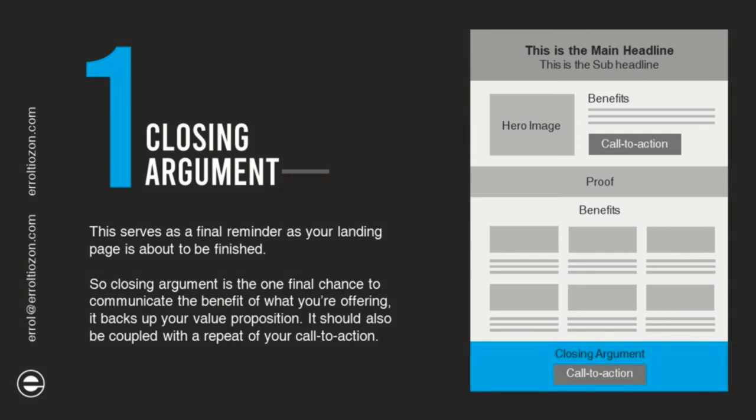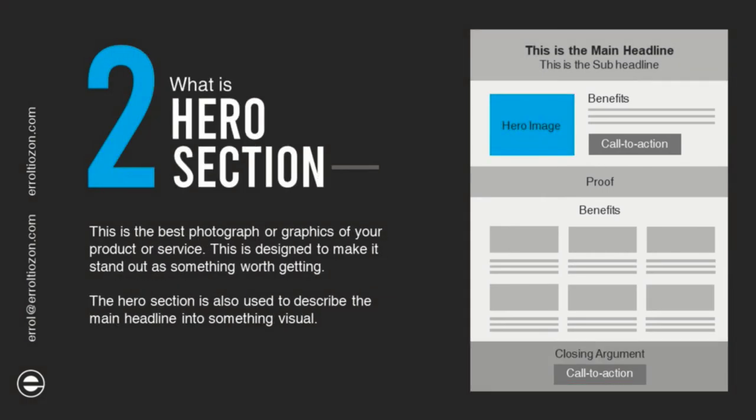Let's go to the second essential element, which is the hero section or the hero image. So this is the best photograph or graphics of your product or service. This is mainly designed to make your product stand out as something worth getting. And this is also the section to turn the main headline into something visual.